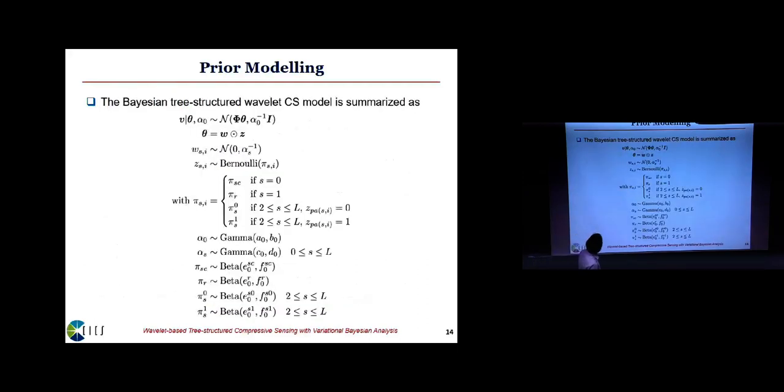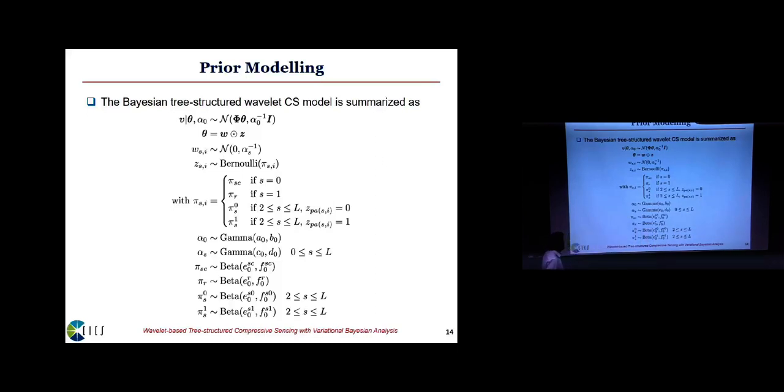We can summarize the model as follows. We have our theta. It is a product of W and Z, where W is the wavelet coefficients from a Gaussian distribution. Z defines whether they are in the high or low state, and it's a Bernoulli distribution. And the pi's are basically our mixing weights. Now, we can divide the types of mixing weight into four categories. One is the mixing weight for the scaling coefficient. Second is the mixing weight for the root nodes. Third is the mixing weight for all other wavelet coefficients that have non-zero parents. And lastly, the ones that have zero parents.